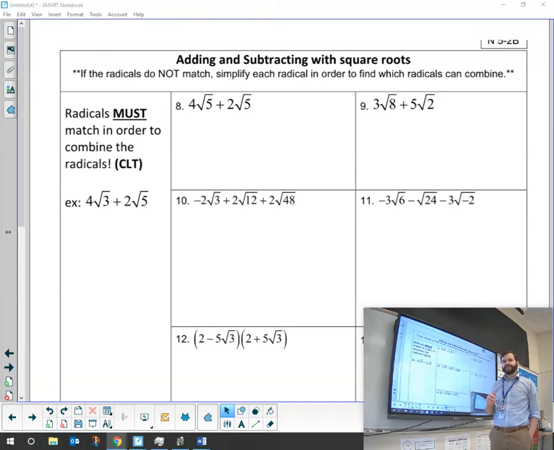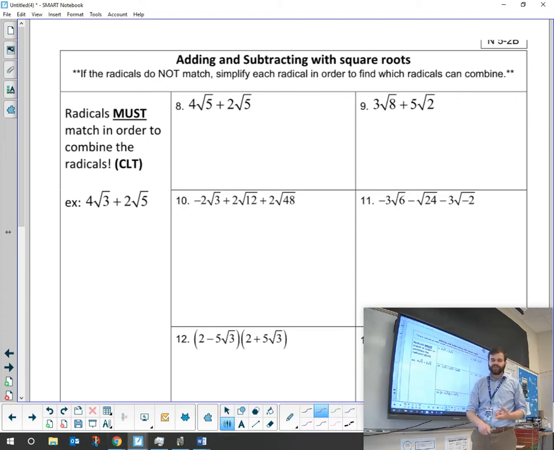Hey guys, today we're continuing the lesson we started yesterday talking about square roots, which are called radicals. All we're really doing today is adding and subtracting those radicals together. The big rule for adding and subtracting radicals, just like adding and subtracting fractions or variables, is that we have to be counting the same thing to be able to add them together.